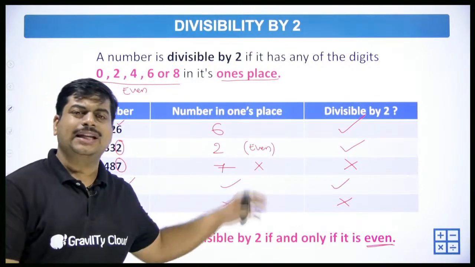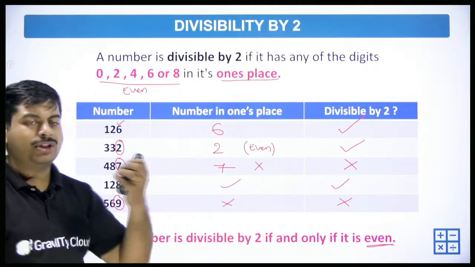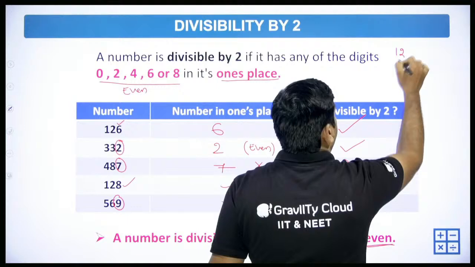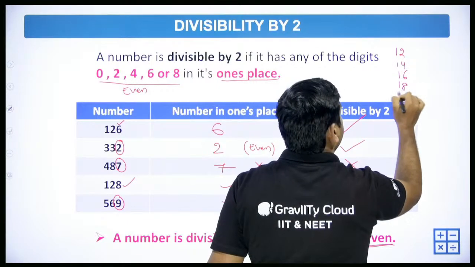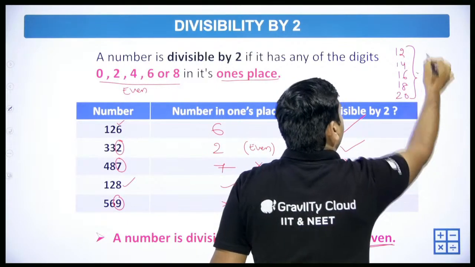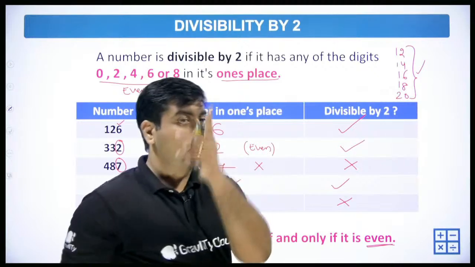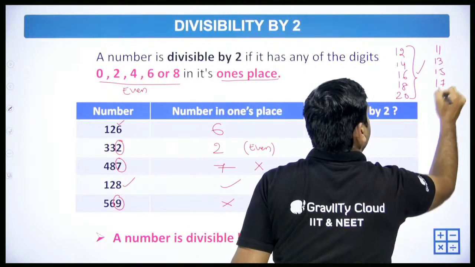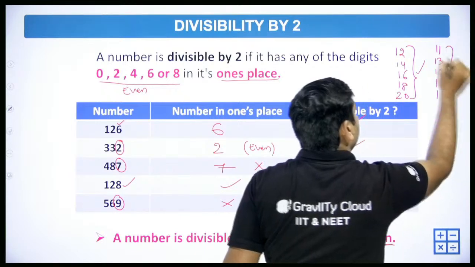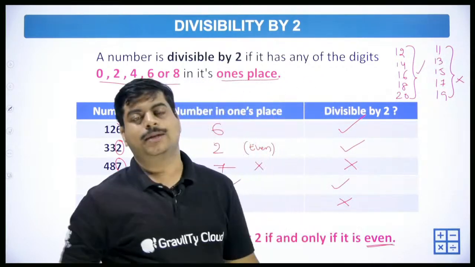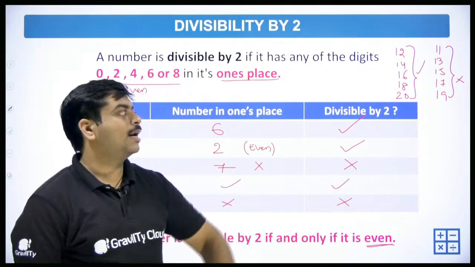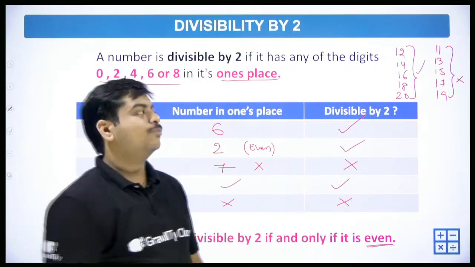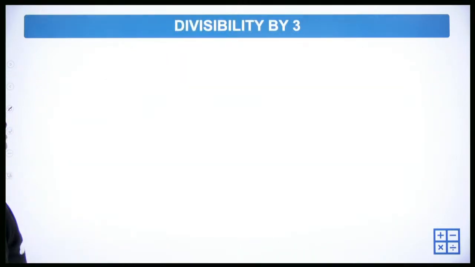If you want to verify, you can take any number. You don't have to take big numbers, you can also start with small numbers. You can see 12, 14, 16, 18, 20, all these numbers are divisible by 2. But all the odd numbers, 11, 13, 15, 17, 19, all these numbers are not divisible. Understand? Let's move ahead. Let's go for the next one.